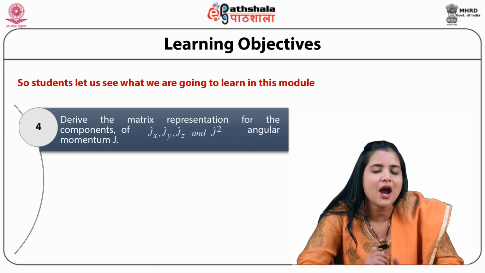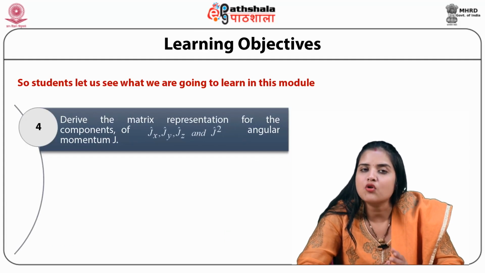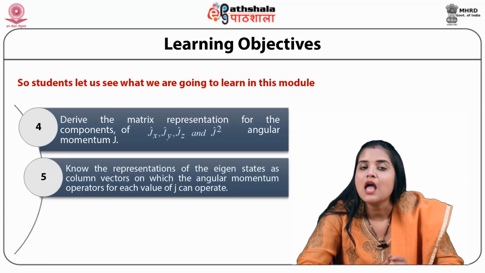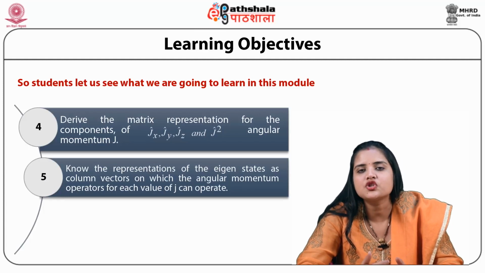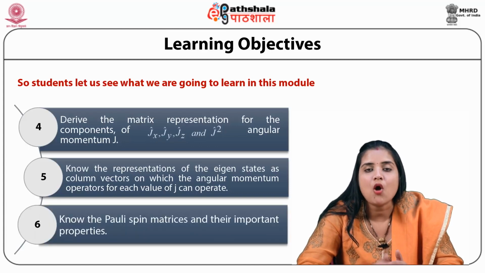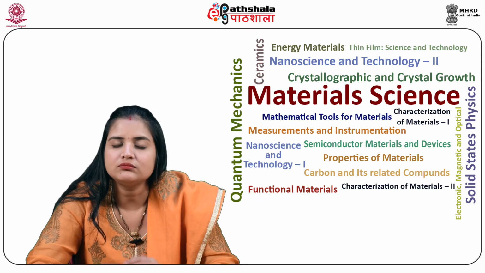We will derive the matrix representation for the components of operators Jx, Jy, Jz and operator J square, that is, angular momentum J. We will know the representations of the eigenstates as column vectors on which the angular momentum operators for each value of J can operate. We will know the Pauli spin matrices and their important properties.